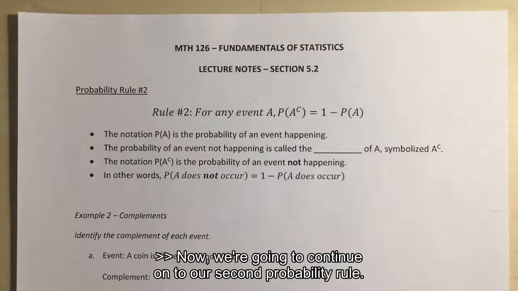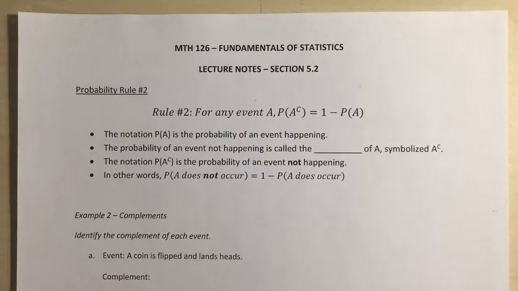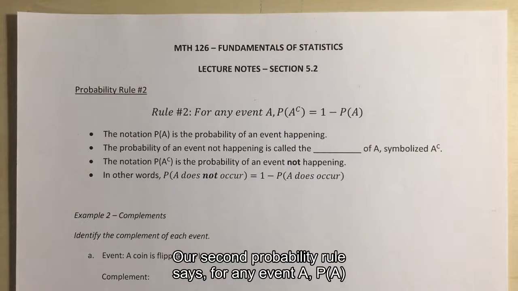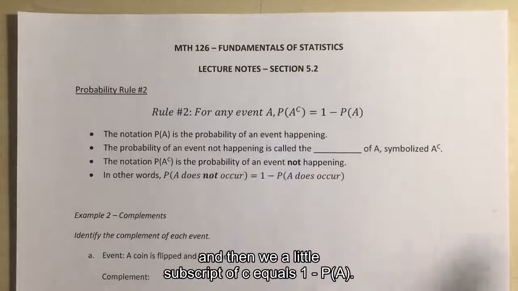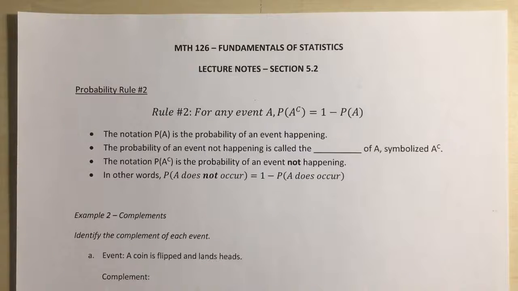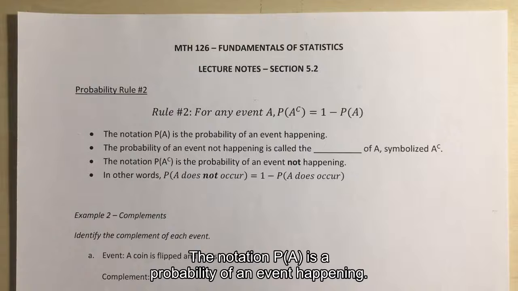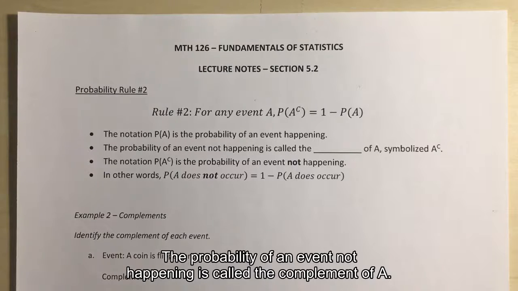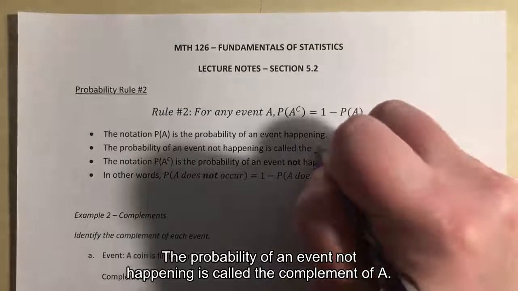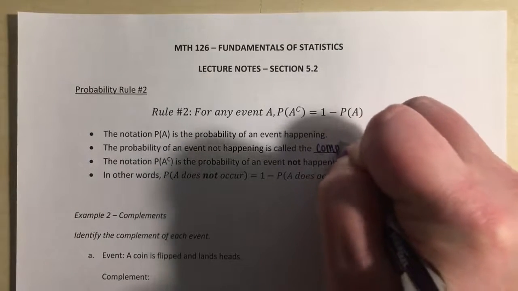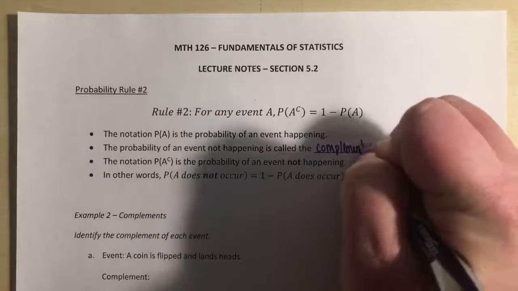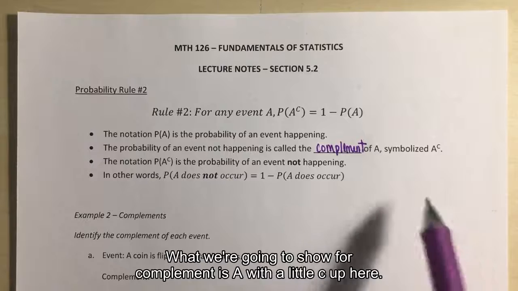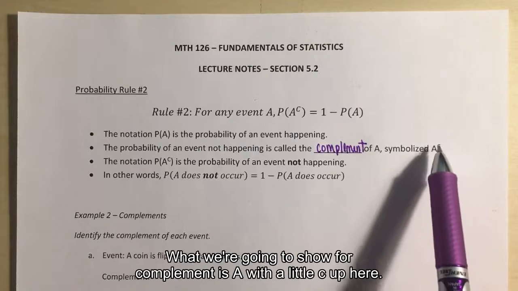So now we're going to continue on to our second probability rule. Our second probability rule says for any event A, P of A complement, with a little subscript c, equals 1 minus P of A. Our notation P of A is the probability of an event happening. The probability of an event not happening is called the complement of A. And what we're going to show for complement is A with a little c up here.